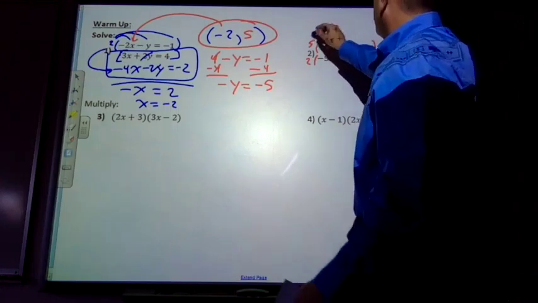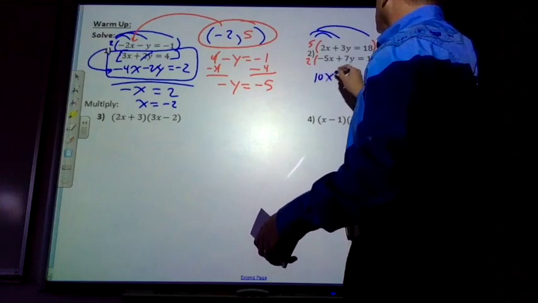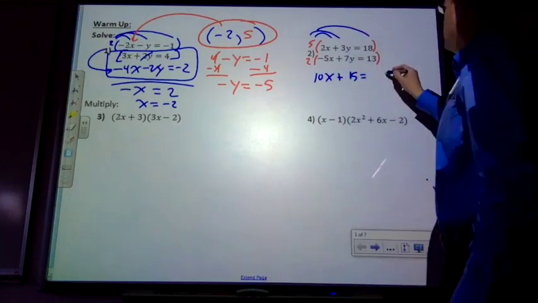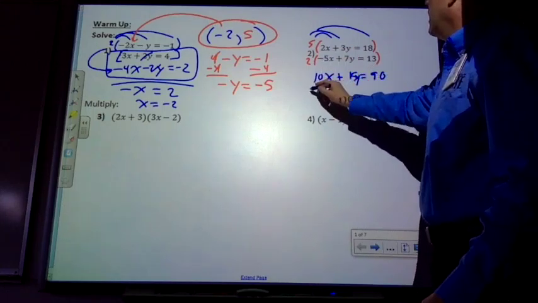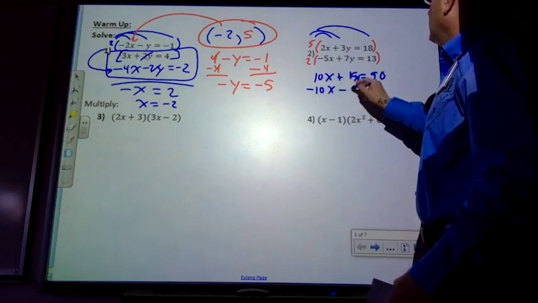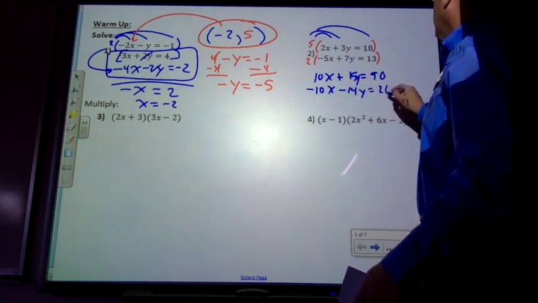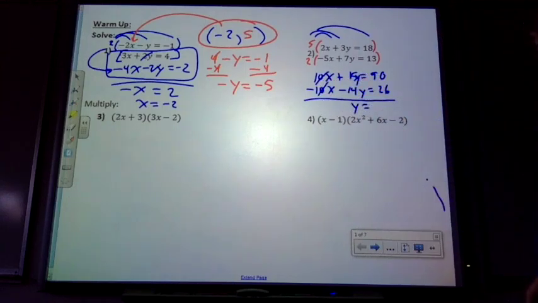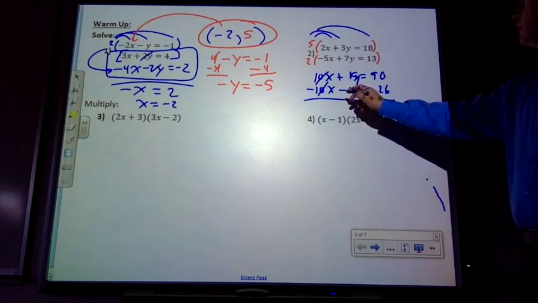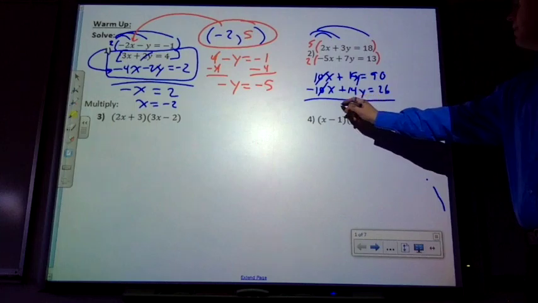So if I distribute on top, that gives me 10x plus 15y is equal to 90. And then that gives me negative 10x minus 14y equals 26. Add these together, I get y equals... Where'd you get negative 1? I don't know why I did that. That should be positive. So that'd be 29y. I'm so sorry.